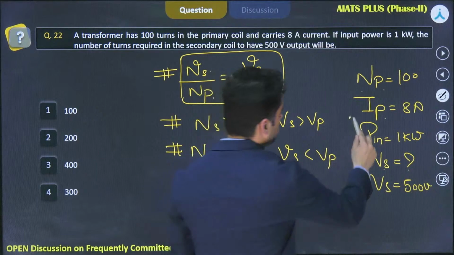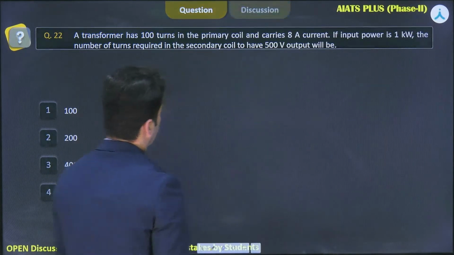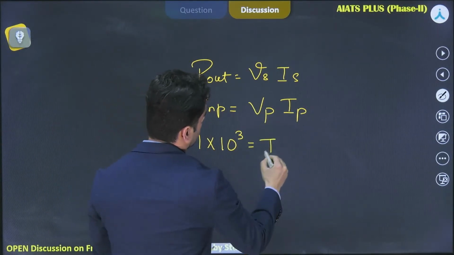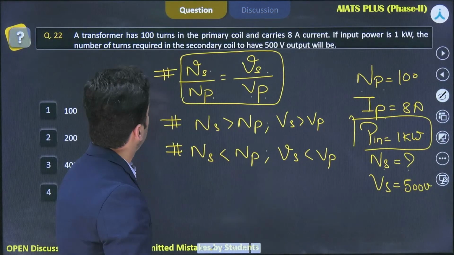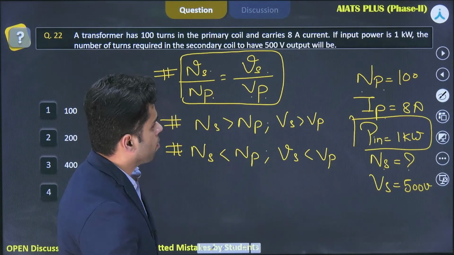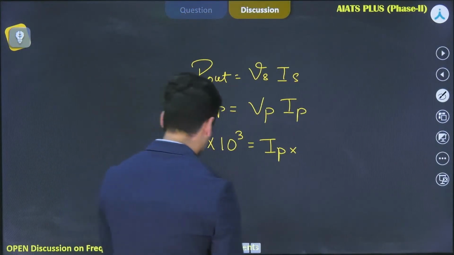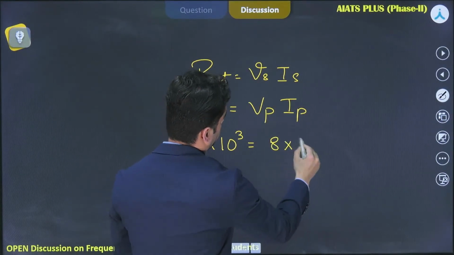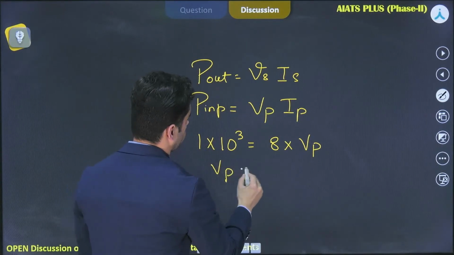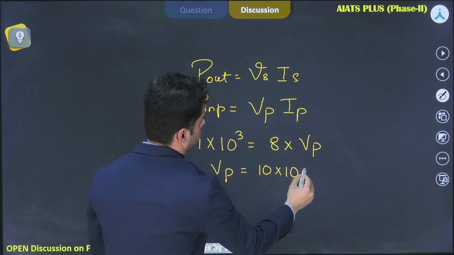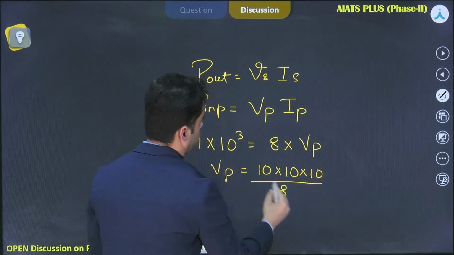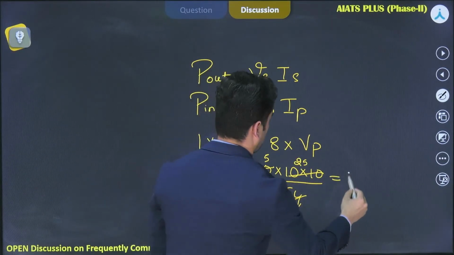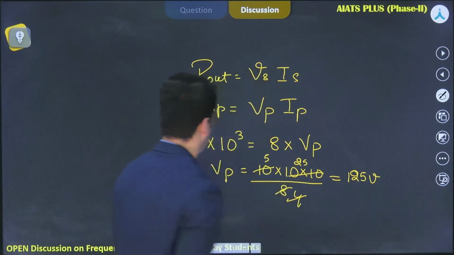We can calculate Vp with the help of input power. So input power is given to me as 1 into 10 raised to the power 3. It will be equal to Ip into Vp. Ip is given to me as 8 ampere. So it is 8 into Vp. So Vp will be equal to 10 into 10 into 10 by 8, which becomes 125. 125 volt is the value of Vp.